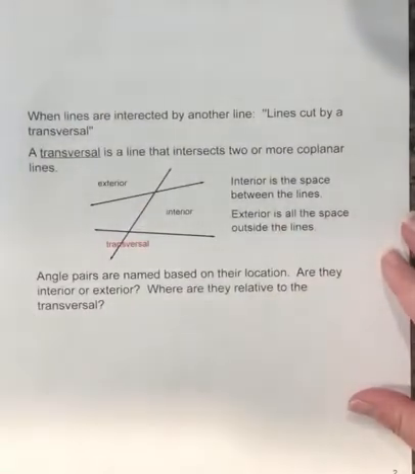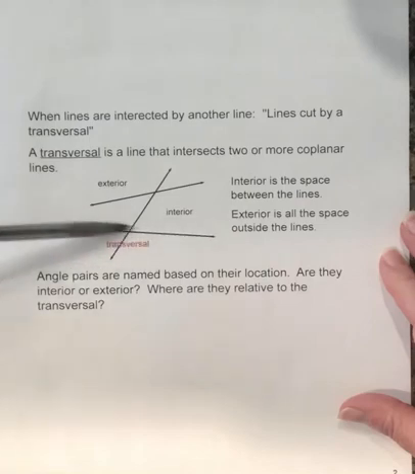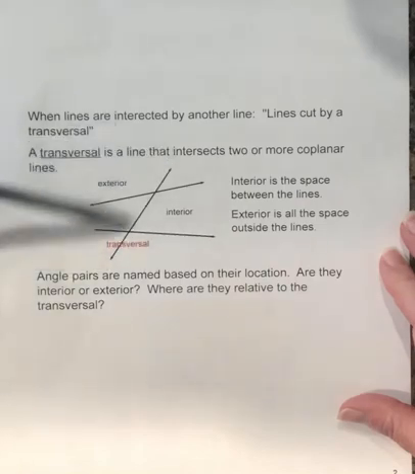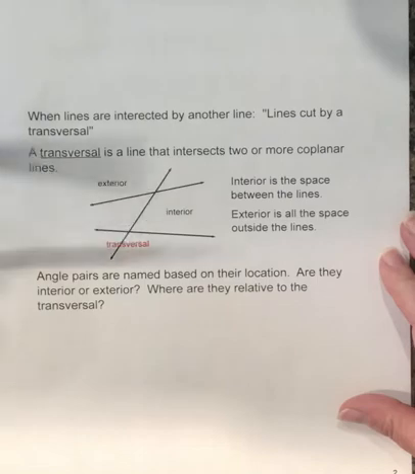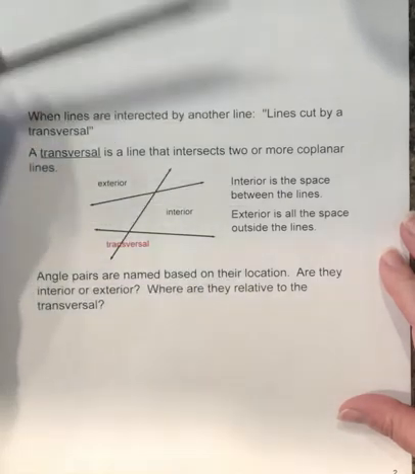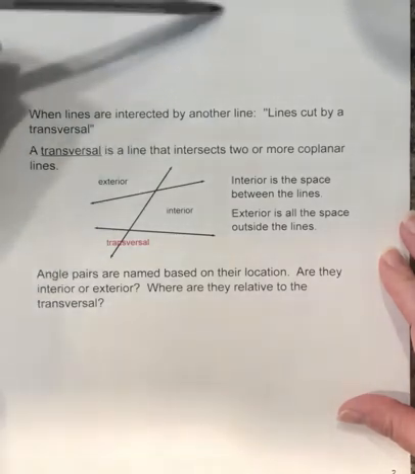Okay. We're going to be getting into the idea of lines cut by a transversal. That's going to create a lot of angle pairs that we're going to use from here on out. So a transversal is just a line that intersects two or more coplanar lines. So again, I have two lines here that will be on the same plane. This is the transversal, because this transversal is intersecting both lines.